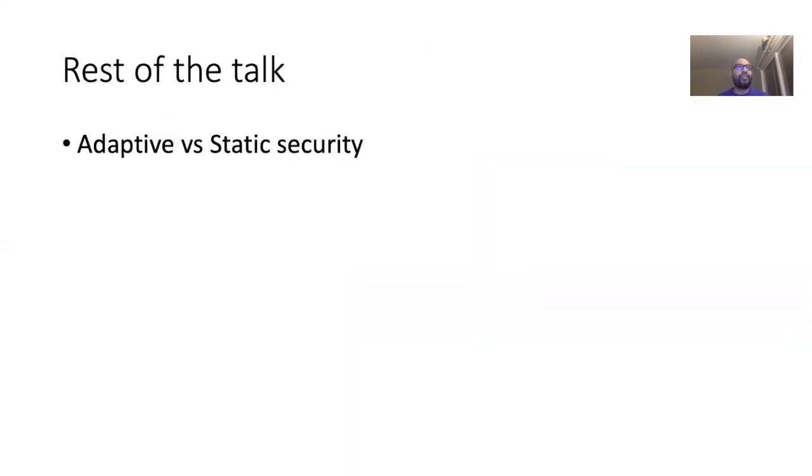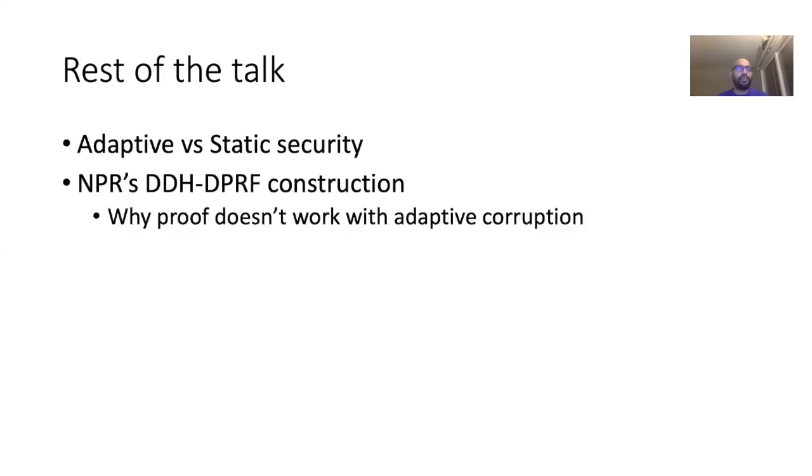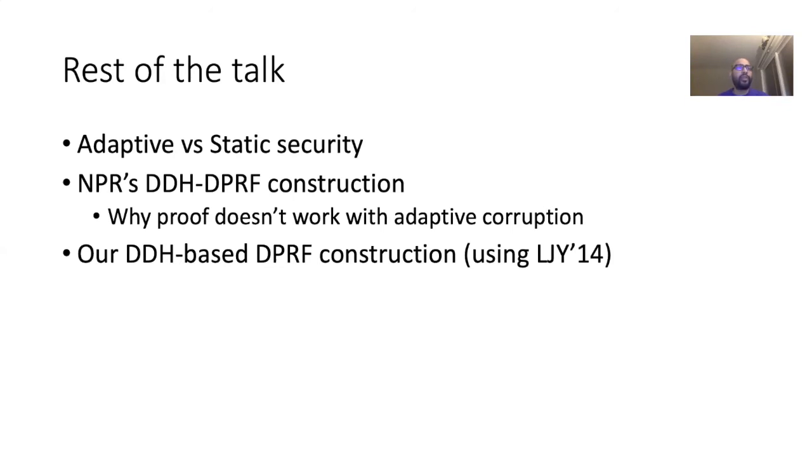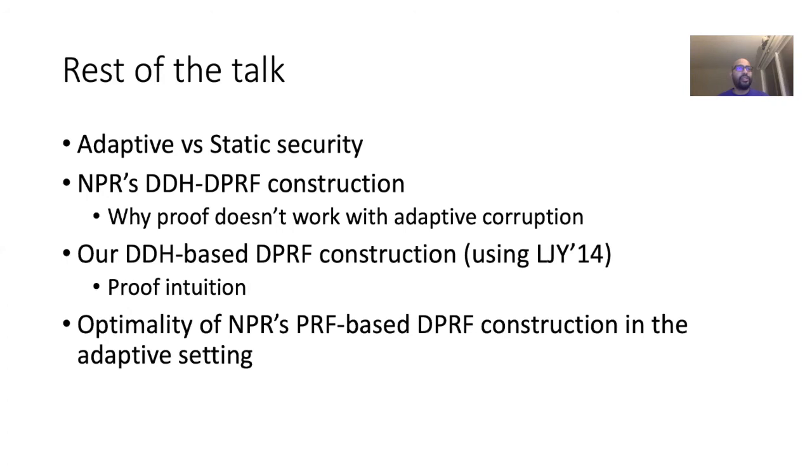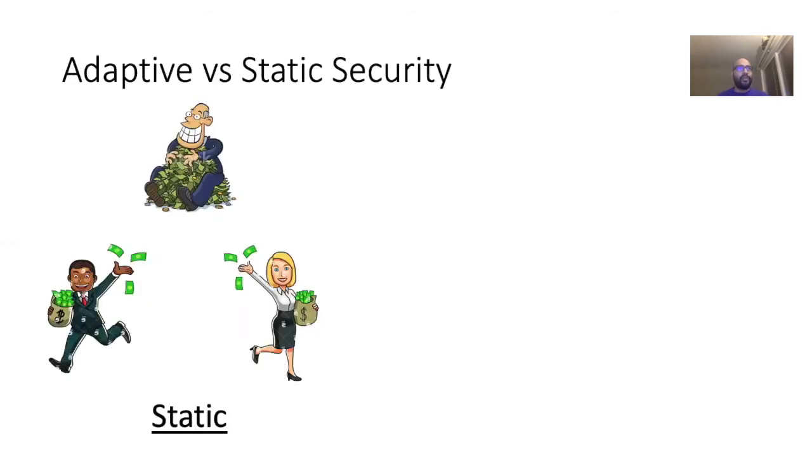In the rest of the talk, first, I'll briefly describe the intuitions of adaptive versus static security. Then I'll talk about NPR's DDH-based DPRF construction and why their proof does not work with adaptive corruption. Then I'll talk about our DDH-based DPRF construction that uses ideas from LJY. I'll give proof intuitions. And finally, I'll briefly talk about why NPR's PRF-based DPRF construction is optimal in the adaptive setting.